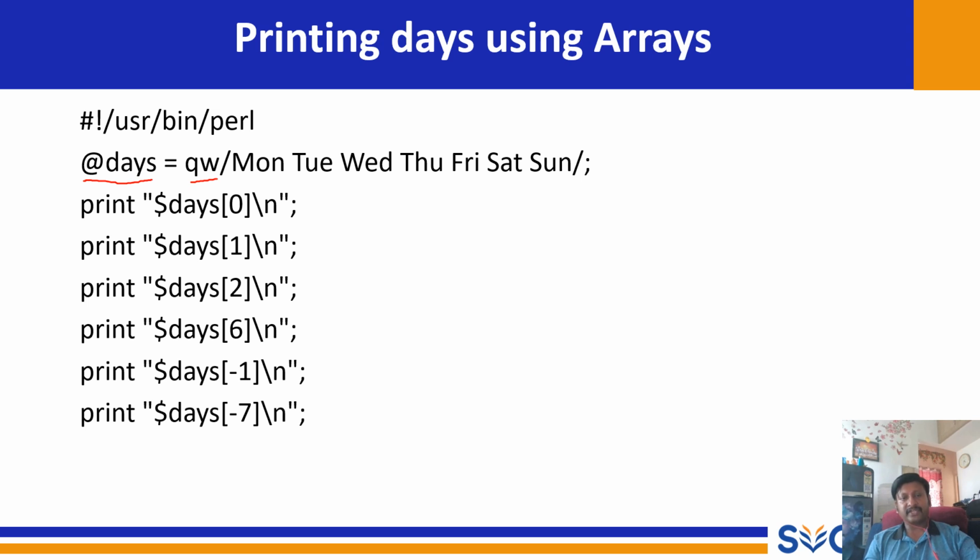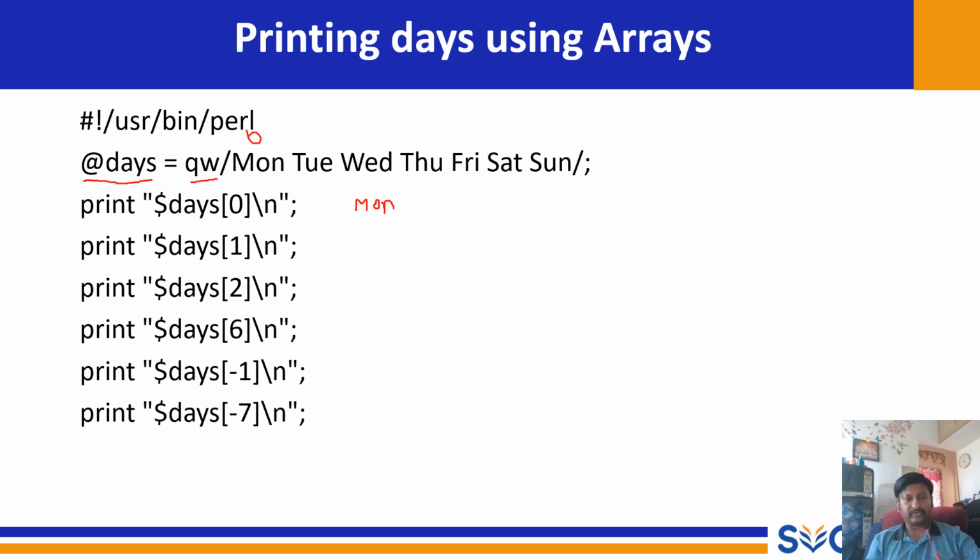Now, if I try to output like $days[0], as I already mentioned, arrays always store the values from the zeroth position. So in the zeroth position, Monday is here. So if you print $days[0], obviously the output is Monday. No doubt in that. So you get an output like Monday.